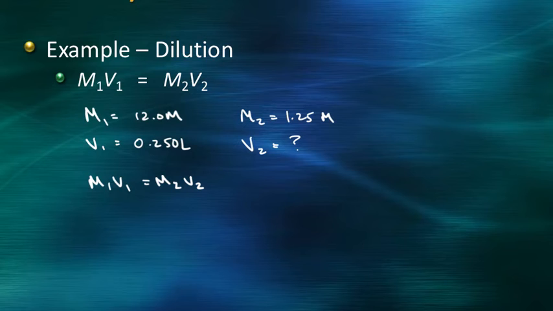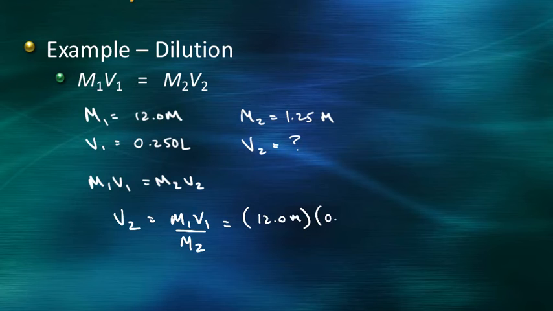Okay, so I went ahead and got my numbers from the previous page. Initial molarity is 12.0 molar, and the initial volume is 0.250 liters. The final molarity is 1.25 molar, and I'm looking for, right, it said how much must be added, but let's first find what the final volume must be. So let's rearrange this equation to solve for V2, right? Get V2 by itself. So we'll divide both sides by M2, and then let's just start plugging stuff in. Initial molarity is 12.0 molar. V1 is 0.250 liters, and M2 is 1.25 molar.